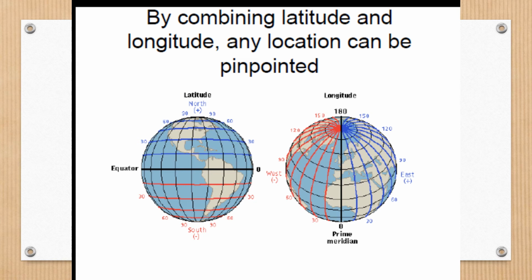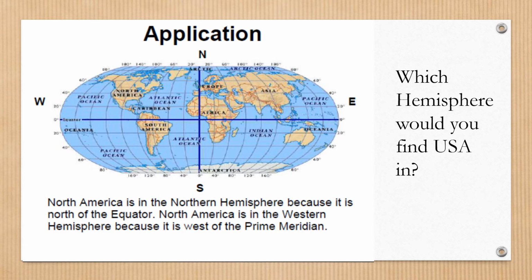By combining latitude and longitude, as I told you earlier too, you can spot the location of any place. You can pinpoint the exact location at the intersection of latitudes and longitudes. So here's an application question for you. Which hemisphere would you find USA in? And if you look, the directions are given to you: north, south, east and west.